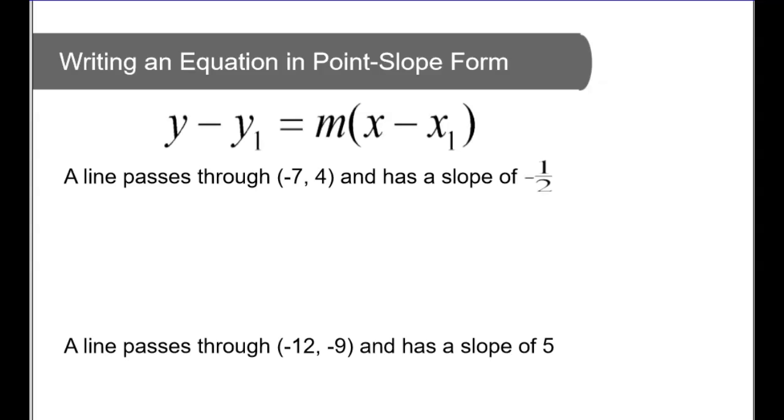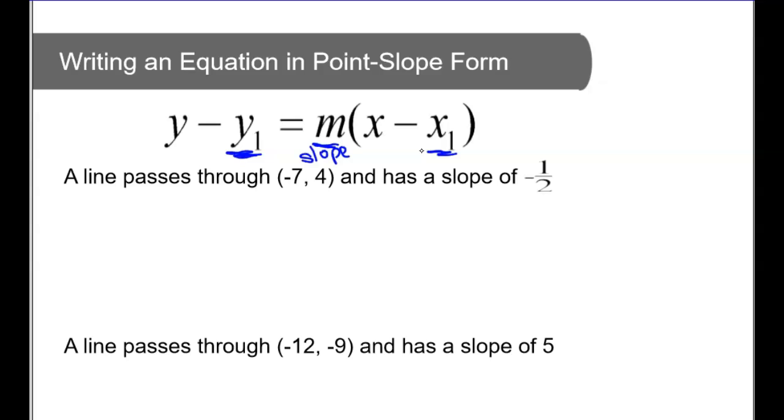In this video, we'll see how to write equations in point-slope form. So to start off, we start with y minus y1. Remember, y1 is the y-coordinate of a point on the line, and that's going to be equal to m, which is the slope, times the quantity x minus x1. And x1 is that x-coordinate that is on the line.